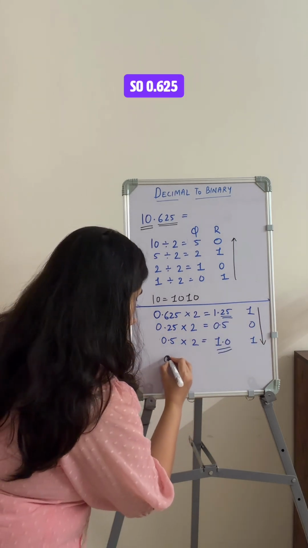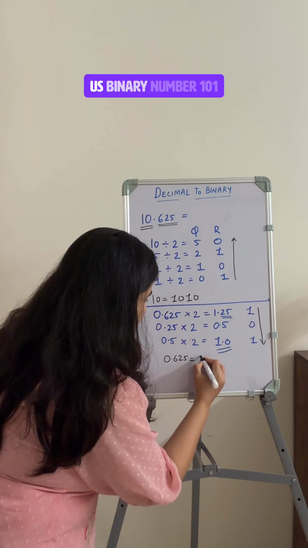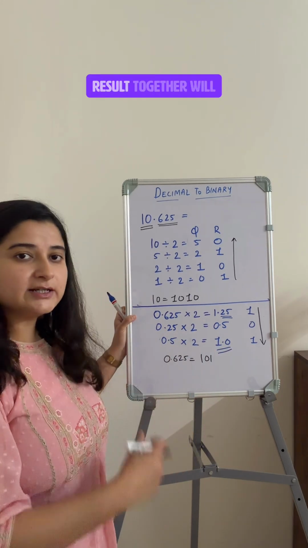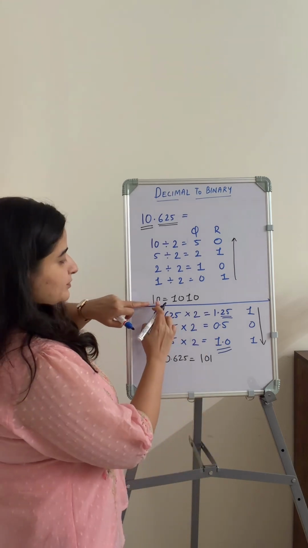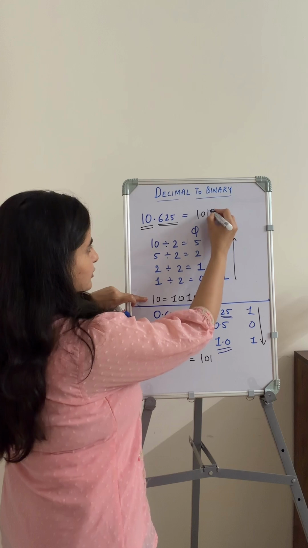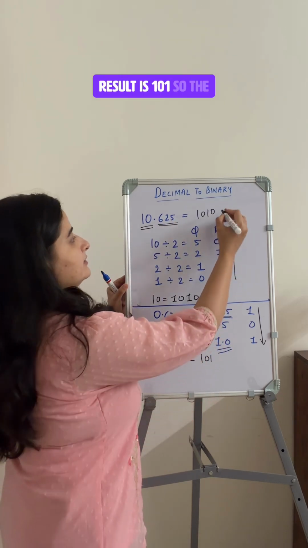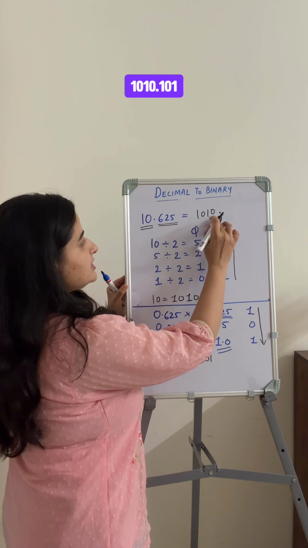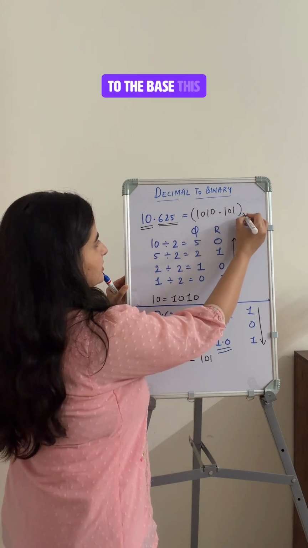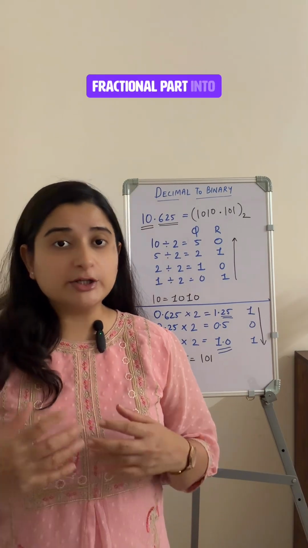So 0.625 gives us the binary number 101. Writing down the whole result together, for the integer part the result is 1010, and for the fractional part the result is 101. So the answer is 1010.101 to the base 2. So this is how you convert a decimal number with a fractional part into binary.